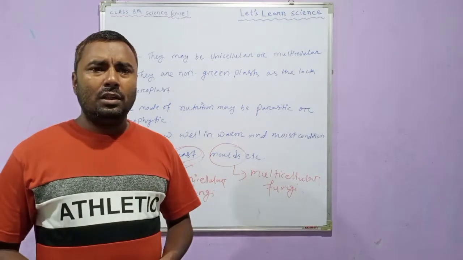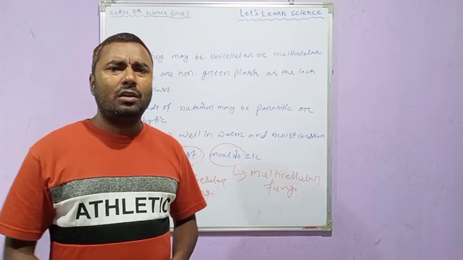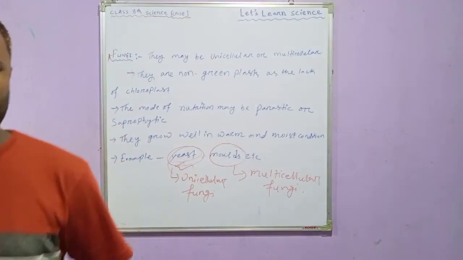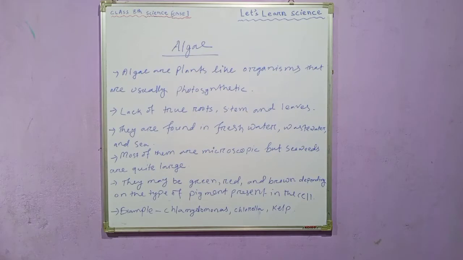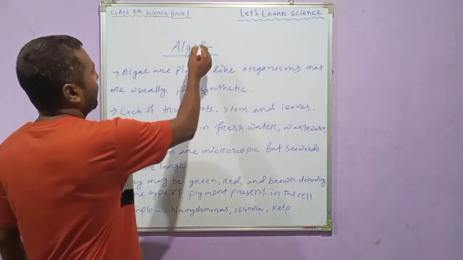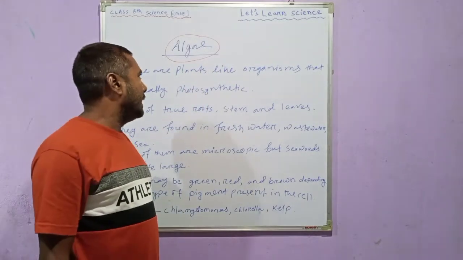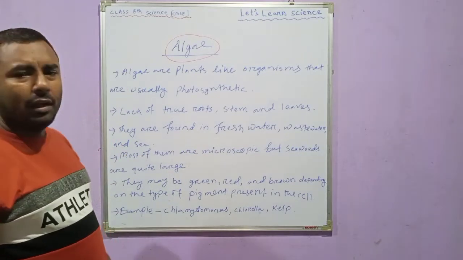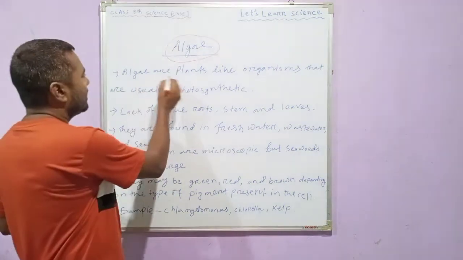Now let's see the next category of microorganisms. Now let's see about algae. The next category of the microorganism is algae. Algae are plant-like organisms.